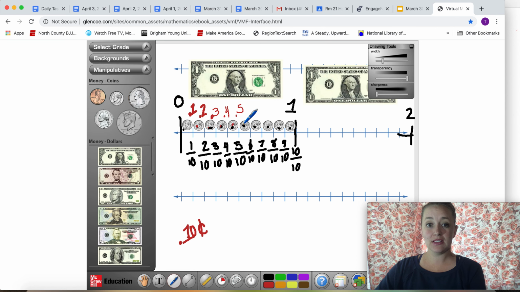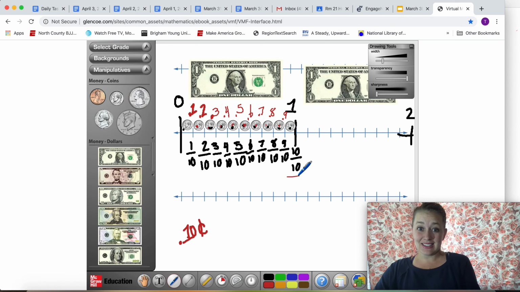Make sure you're doing this on your number line as well. 6/10. 7 dimes is 7/10. 8 dimes is 8/10. 9 dimes is 9/10. And then with decimals, when we want to show I have 10/10, we just write 1 whole.